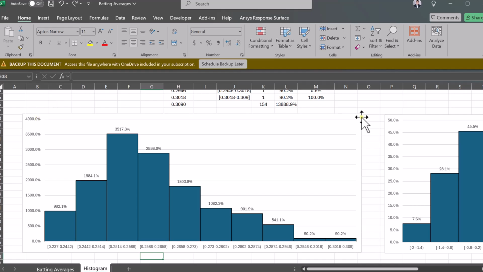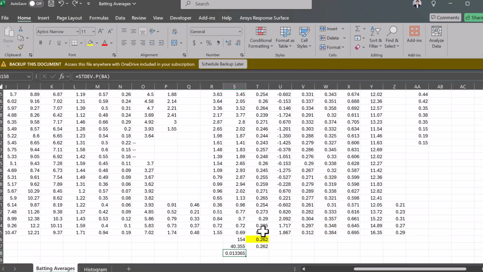So how are these two vertical axes related? Well, this percent per standard unit is a percent per batting average kind of unit as well, except it's percent per one standard deviation of those batting averages. So what's one standard deviation? It's the standard deviation of that list, this 0.013365. That's the standard deviation of the batting averages, right?